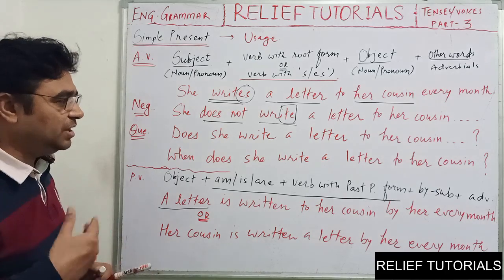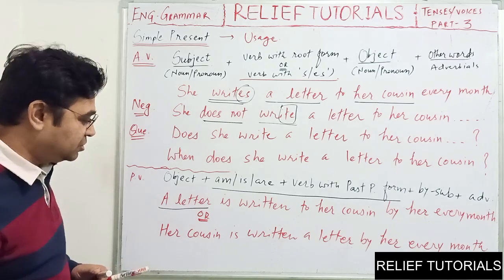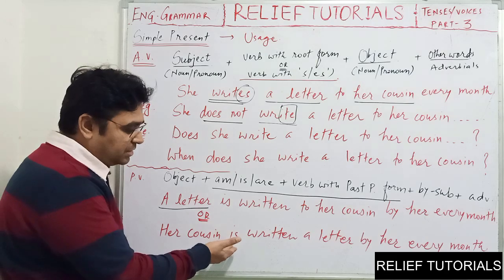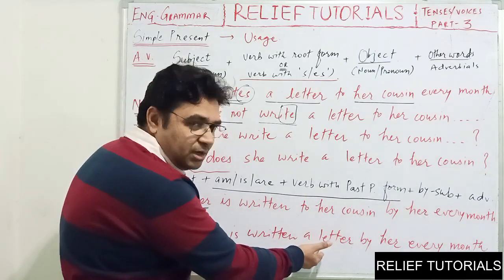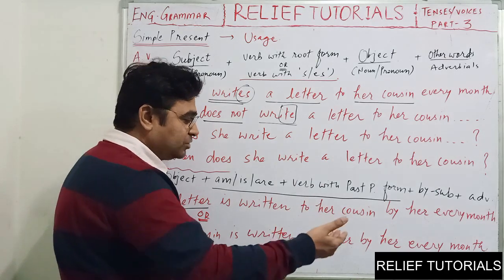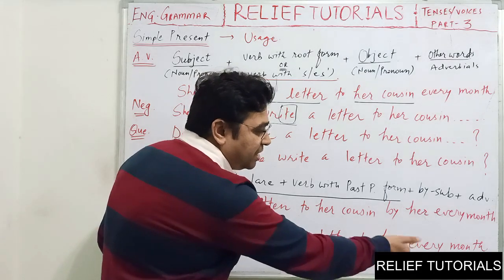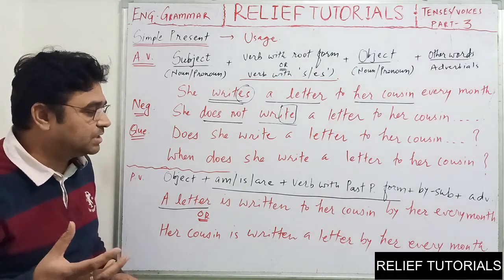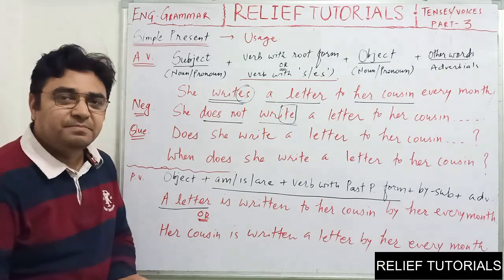If you want to emphasize the indirect object, that is her cousin, you can also bring it right in the beginning to make it passive. So it is another way. Her cousin, again a singular noun, is, then the past participle of the verb, written, then the object that is not considered to make the passive, so it is kept at the same place as it was, a letter, then the subject added with by her every month. So another way is: her cousin is written a letter by her every month. So friends, this is simple present tense.